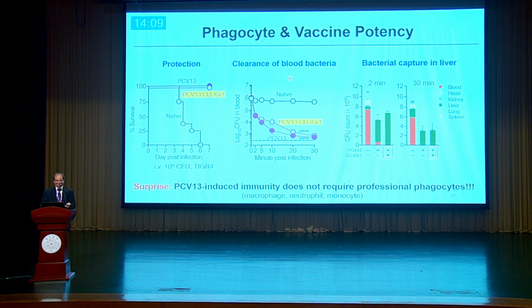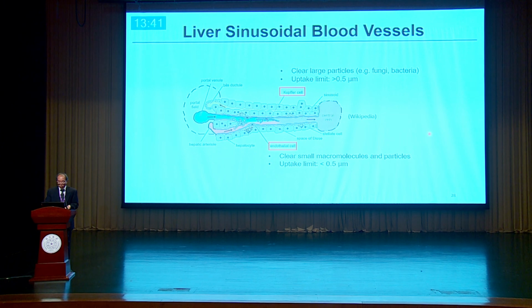Okay, so if you look at the bacterial decay, it's the same thing. Without major phagocytes, bacteria also disappear from the blood, with some mild deficiency, but anyway, within half an hour all the bacteria are gone. And if you follow the bacteria in the liver, even without phagocytes, the bacteria also localize in the liver, or they are killed in the liver. So let's see where they go.